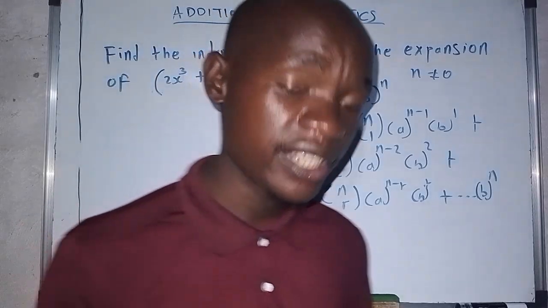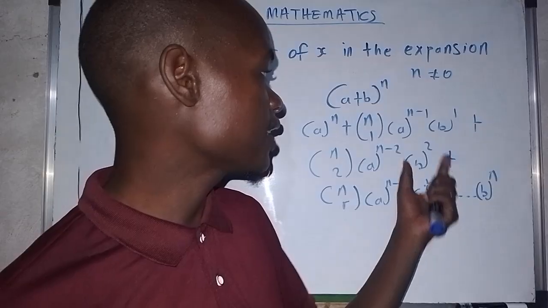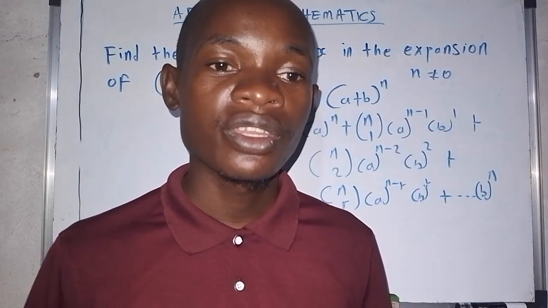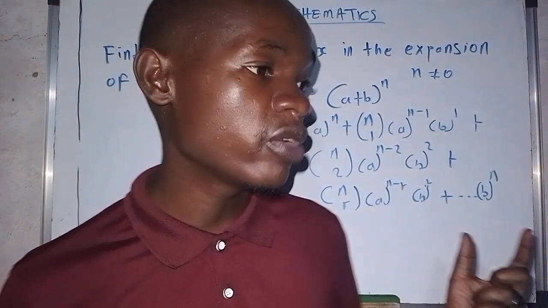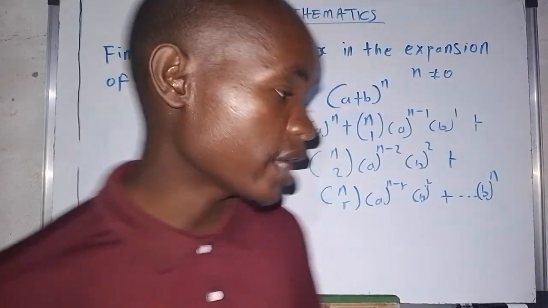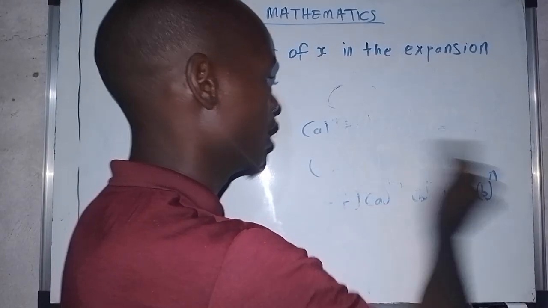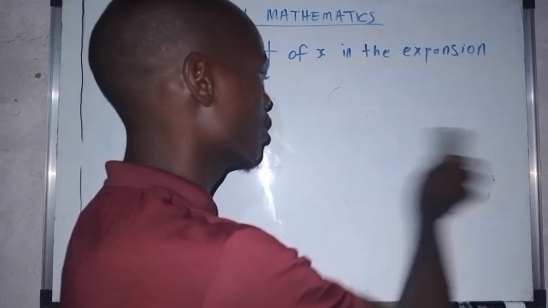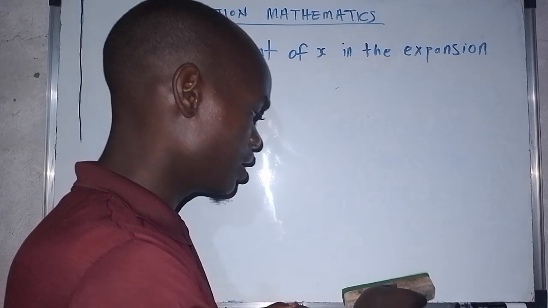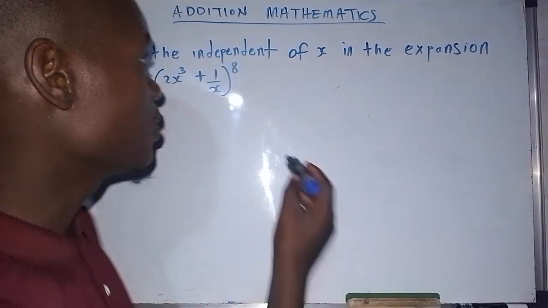Now this expansion is what we call the binomial expansion, and for you to understand it fully, we just have to look at the topic in detail. But if you're not conversant with the binomial theorem, you can use Pascal's triangle, which uses the coefficients. But in this video we are not going to look at Pascal's triangle. So let's look at this question now.